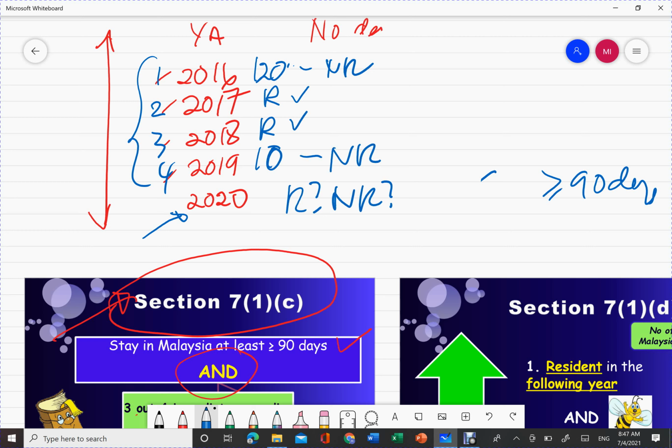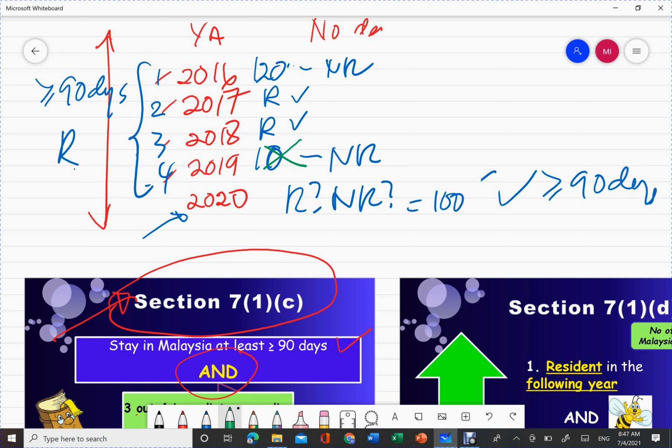For 2020, I said he stayed in Malaysia for 100 days, so he meets the first requirement. The second requirement is 3 out of 4. Of these 4, 3 out of 4 must either be a minimum stay in Malaysia of 90 days or he was a resident. Looking here, year 2019 does not meet the condition: less than 90 days and he was not a resident. 2018 yes, he is a resident. 2017 he was also a resident. 2016, even though he was not a resident, he stayed in Malaysia for at least 90 days.